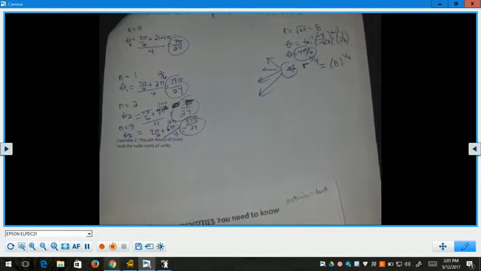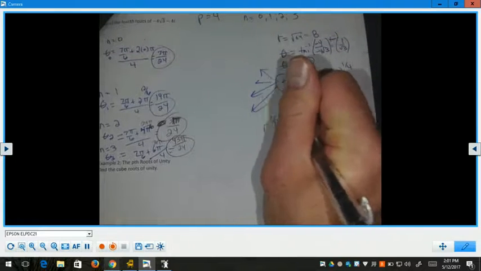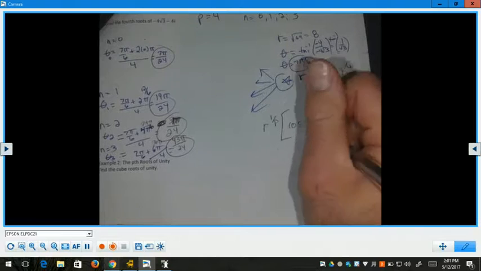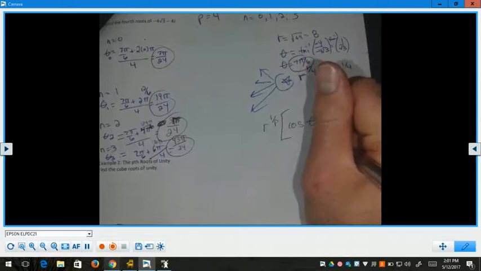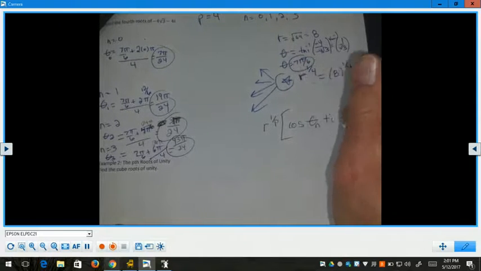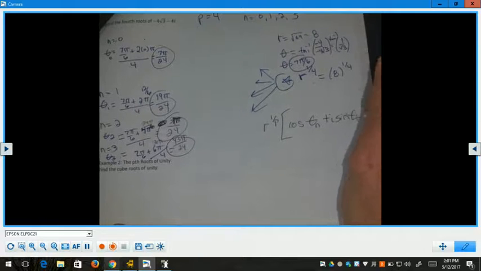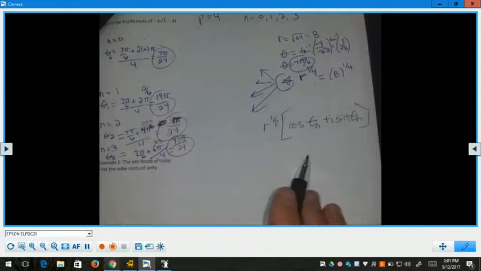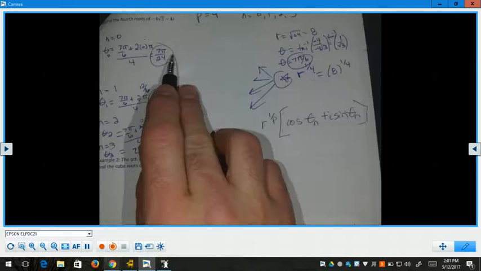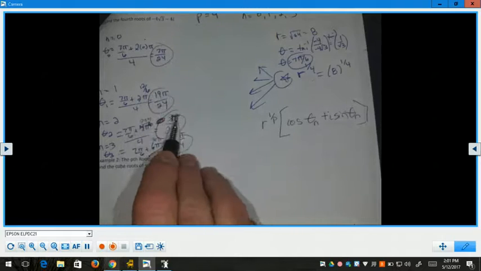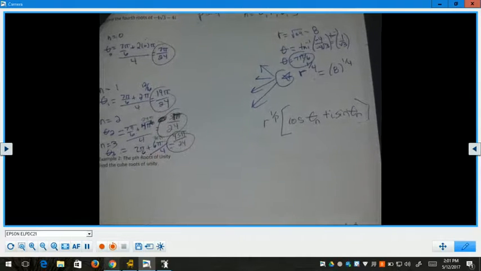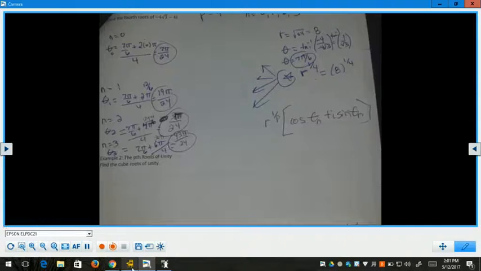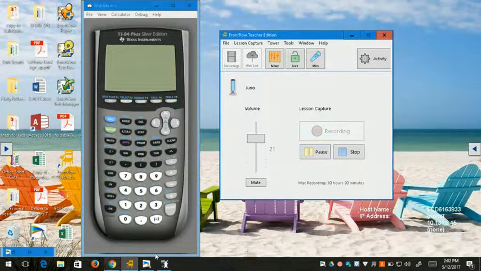And you're going to see if you can use those to calculate, using the formula, r to the 1 over p times cosine of theta sub n plus i sine theta sub n for each one of these. So this is the theta for 0, the theta for 1, theta for 2, theta for 3. You're going to plug those in and see what values you get. I'll come back to you guys in a second.